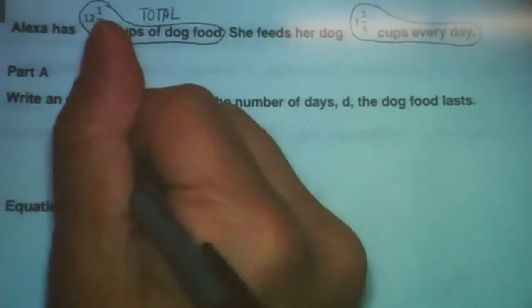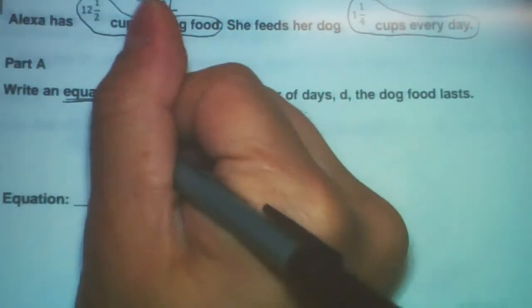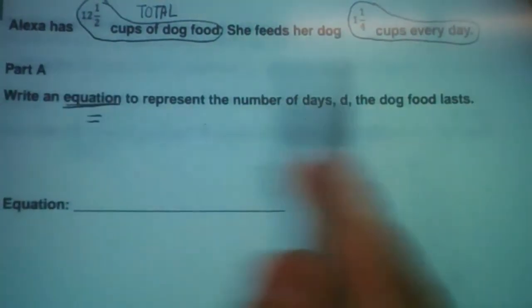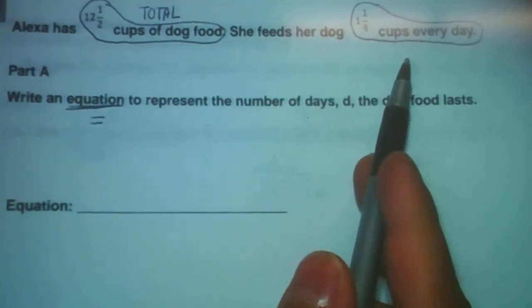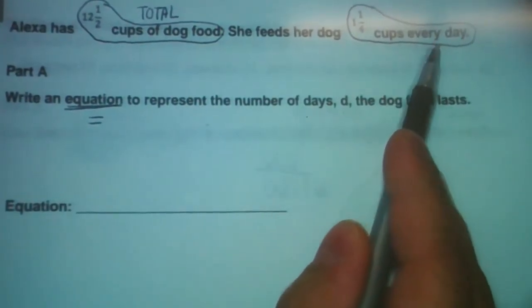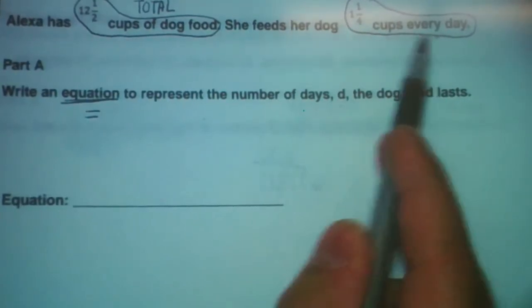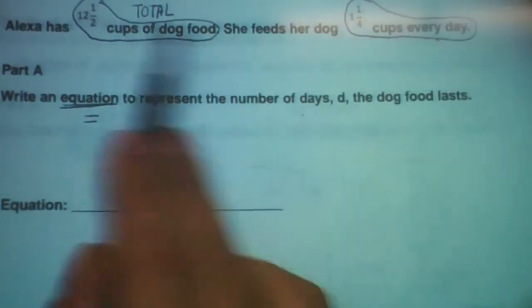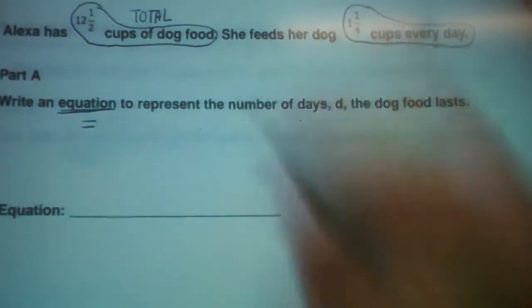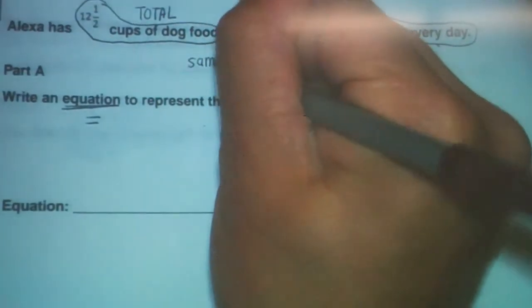So first of all, I know it's asking for an equation, which means I better have an equal sign. Now I'm looking at this word problem, and I'm noticing there's a couple of ways I could solve it. One way is by keying in on the word every. Another thing I notice is that there are the same units, and when we have the same unit, make sure to copy this down, please.